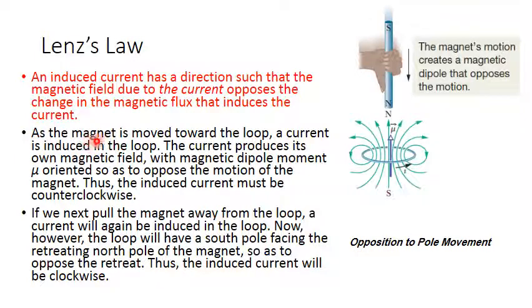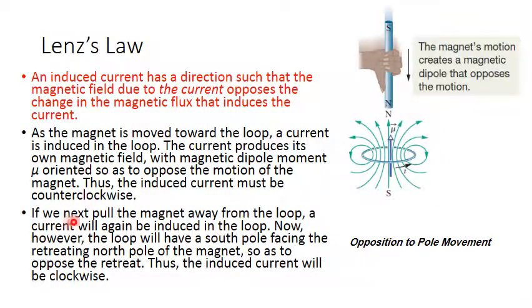As the magnet is moved towards the loop, a current is induced in the loop. The current produces its own magnetic field with magnetic dipole moment mu oriented so as to oppose the motion of the magnet. Thus the induced current in this case must be counterclockwise, such that its north is up.